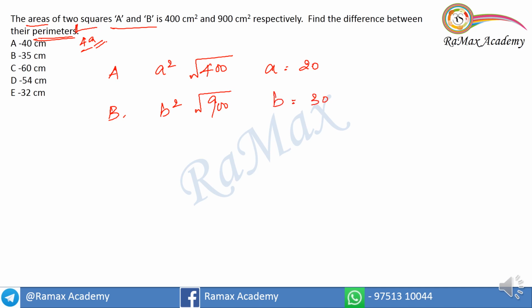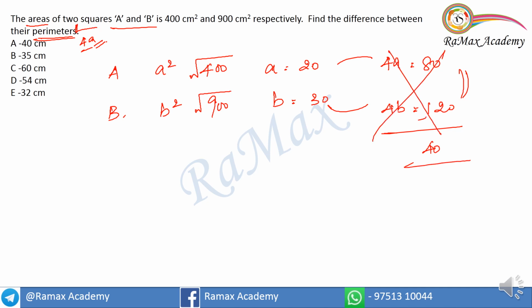Some might calculate 4A as 80 and 4B as 120, because we need to calculate the difference, right? So 40. No need to calculate these and all. Just note the difference here. Difference of sides A and B, which is 10. Just multiply this by 4, 40. Find the difference first and multiply it by 4. That's it.